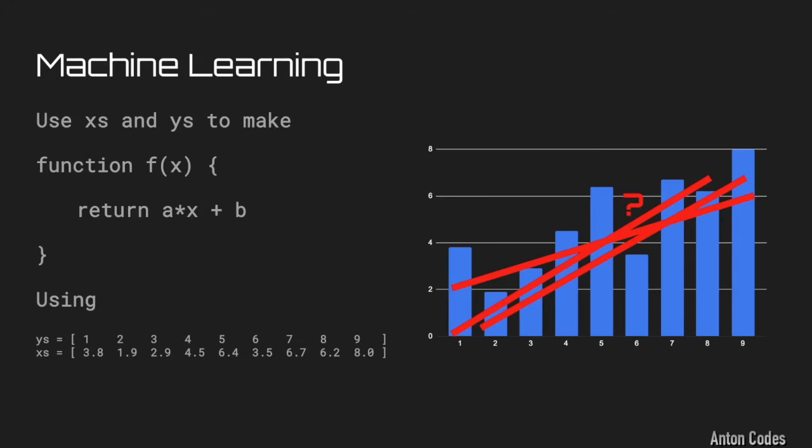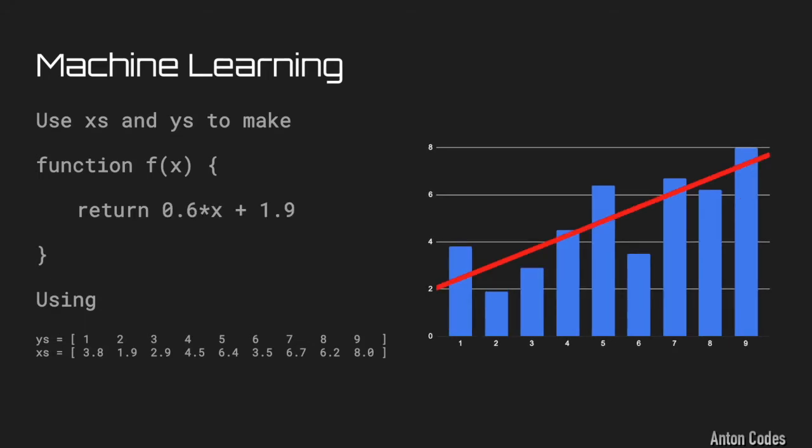So we're going to use those x's and y's to make a function instead of us programming what that function is. And we're going to use these y's and these x's to do that. So in this function, f of x, we're trying to figure out what a good value of a is and what a good value of b is.